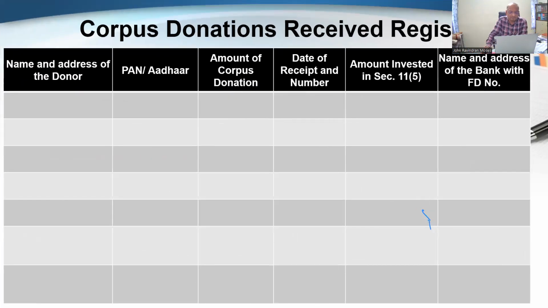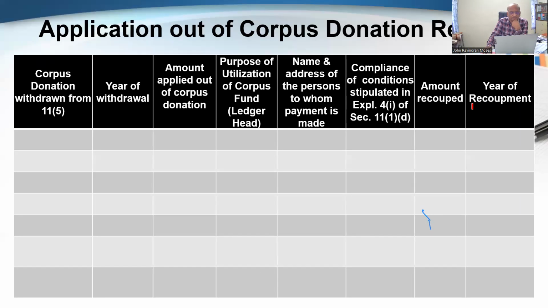So we have put a form, a simple register. You can use this. These registers are for illustrative purposes only. The choice is yours to keep it the way you want, where you are able to give the details which the income tax department wants. So you'll give the name and address of the donor, his PAN or Aadhaar number, amount of corpus donation, date and receipt number, amount invested in 11.5, and where you have invested, whether it is a bank or a mutual fund. All that information you should give. Similarly, application out of corpus donation also has to be given.